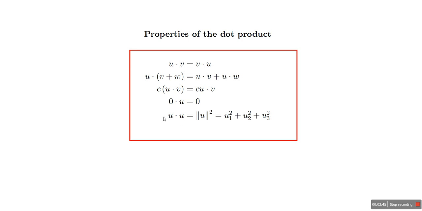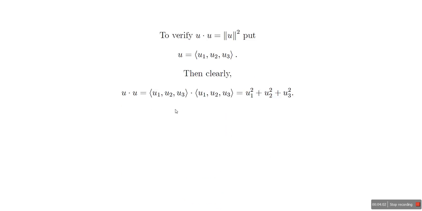Also, if you're given a vector u and you dot this vector by itself, that is equal to the square of the magnitude of the vector u. Let's check this last property. To verify this, all one needs to do is appeal to the definition. Take a vector u which has components u1, u2, and u3. By applying the definition of the dot product, u dot u is u1 squared plus u2 squared plus u3 squared, which is exactly the square of the magnitude of the vector u.